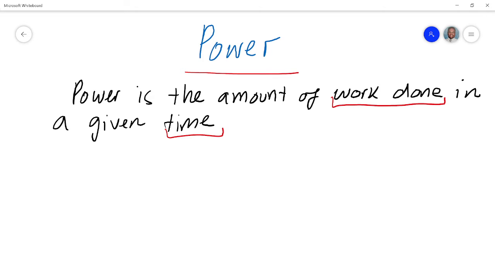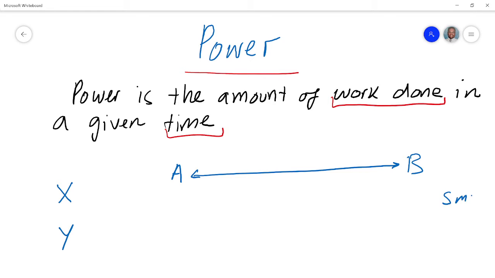Say we've got a task. We've got 2 points, A and B. And you've got a competition here between person X and person Y. Now, the competition is who could lift the most bricks from A to B within a time of, say, 5 minutes. And you've got these bricks, so a simple diagram of bricks.